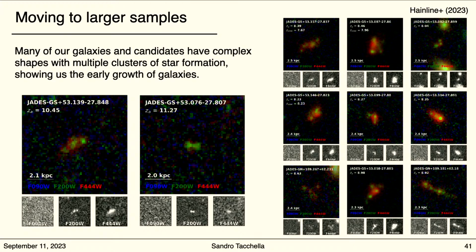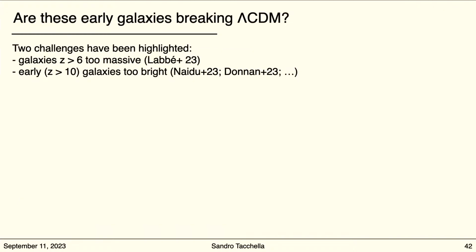But important here is also to think that PSF effects play a big role, right? We're going here from the blue to the red, and the factor of roughly 4 in the full width half maximum of the PSF. But clearly, these objects are interesting to study morphologically. So are these galaxies breaking or challenging lambda CDM?